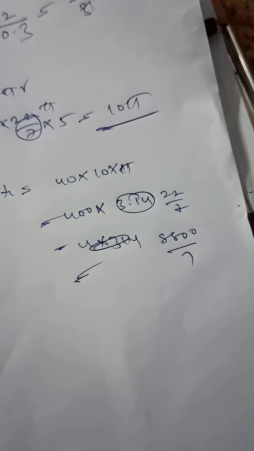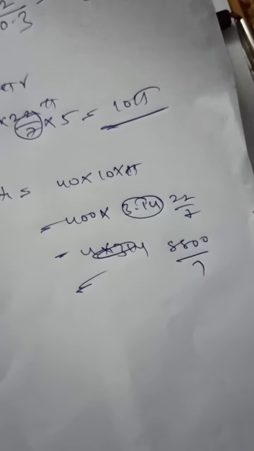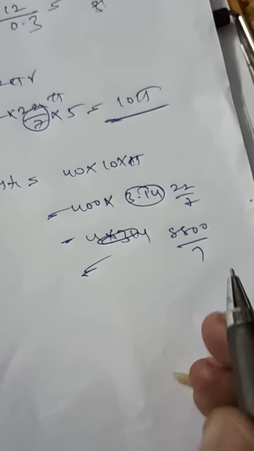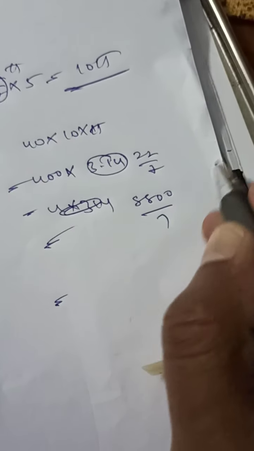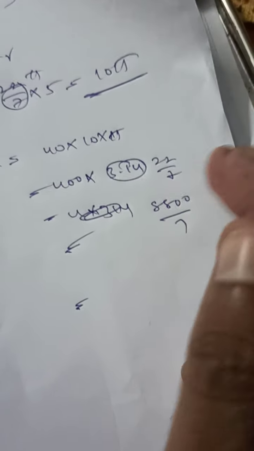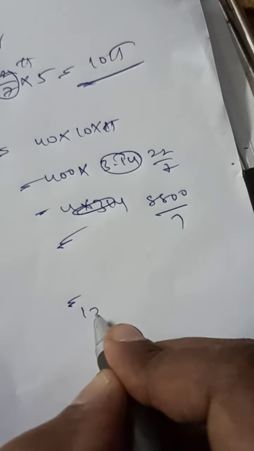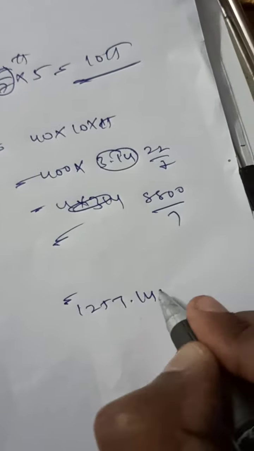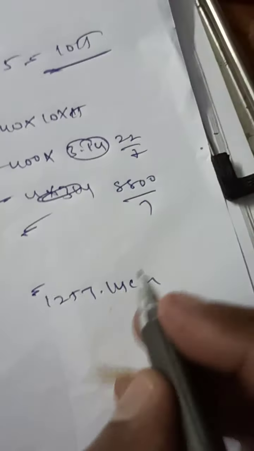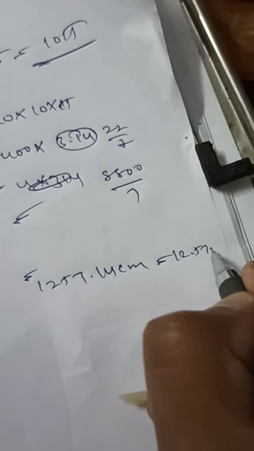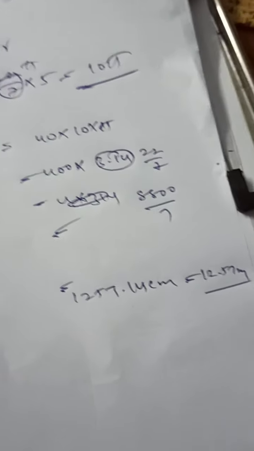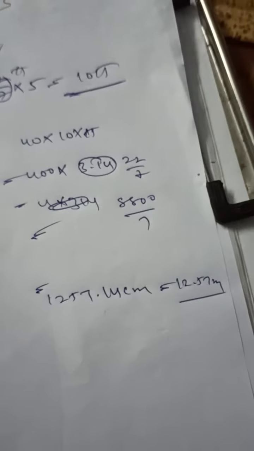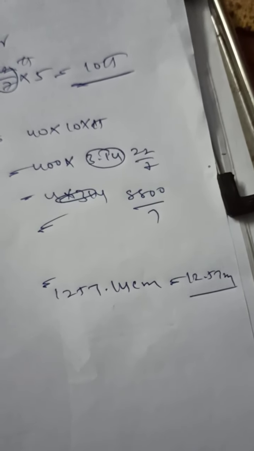8800 by 7. 8800 by 7 means 7 ones are 7, 7 twos are 14, 7 fives are 35, and again 7, 7 ones are 7, 7 fours are 28. So it will become 1257.14 centimeters. If you want to convert that into meters, it will become 12.57 meters, by dividing by 100. So up to here we got the length.